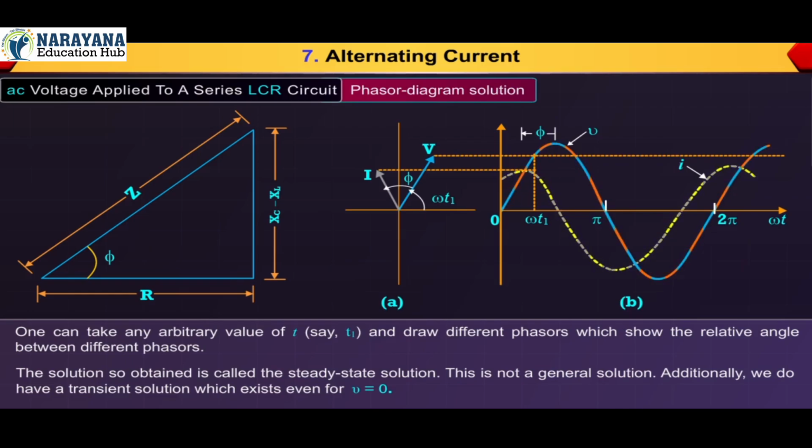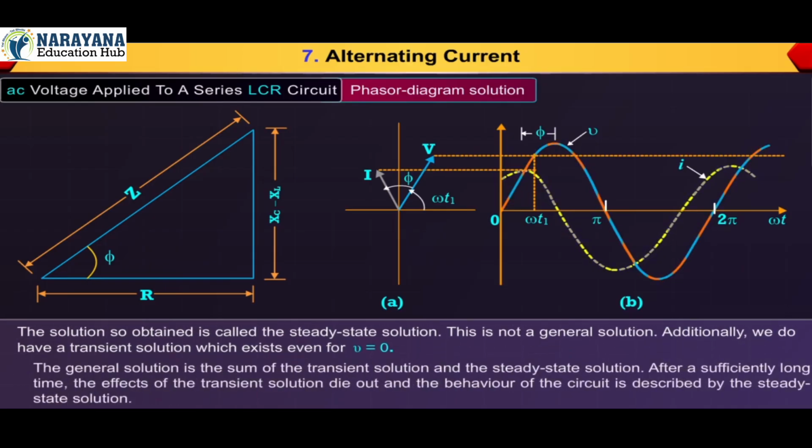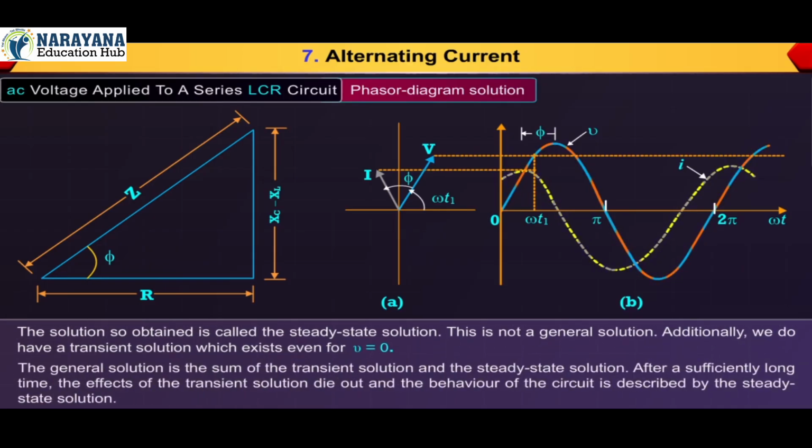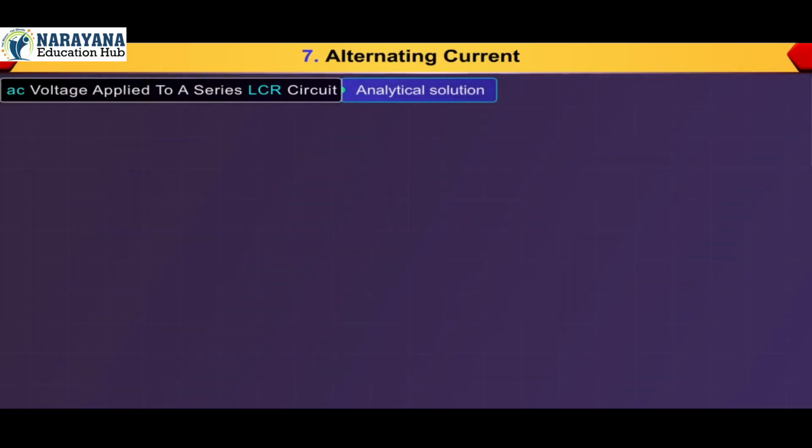Additionally, we do have a transient solution which exists even for V equal to 0. The general solution is the sum of the transient solution and the steady-state solution. After a sufficiently long time, the effects of the transient solution die out and the behavior of the circuit is described by the steady-state solution. Analytical solution. The voltage equation for the circuit is L di upon dt plus Ri plus Q upon C is equal to V is equal to Vm sin omega t.